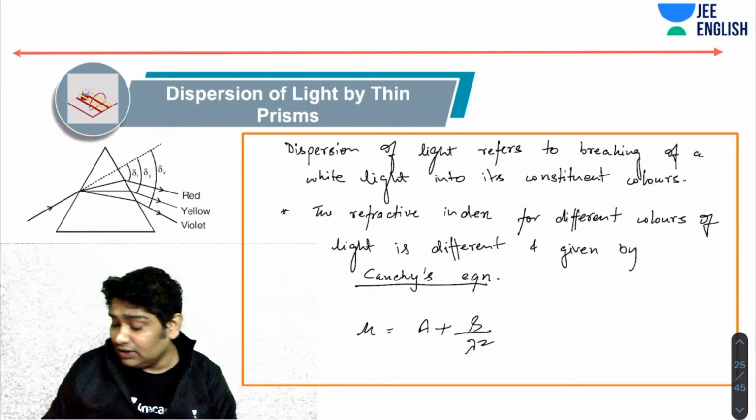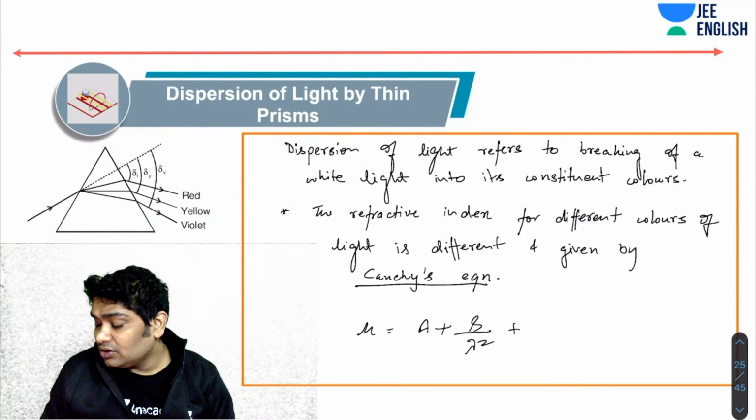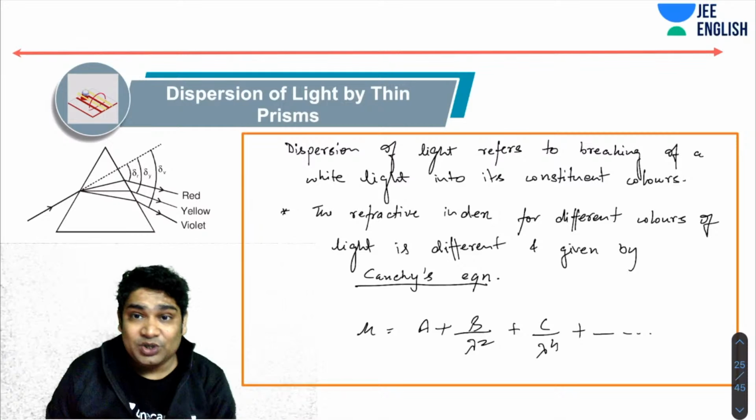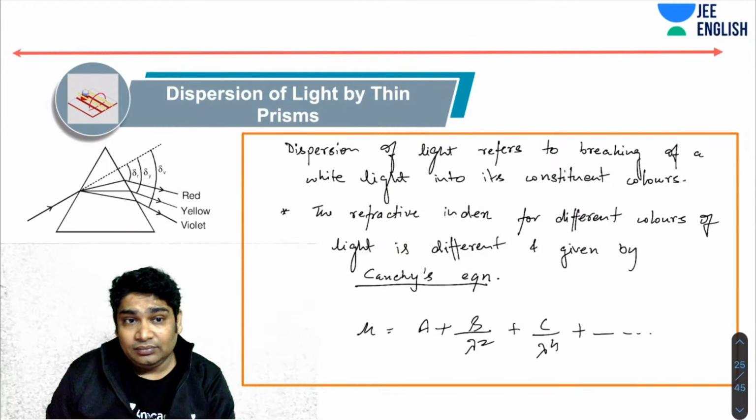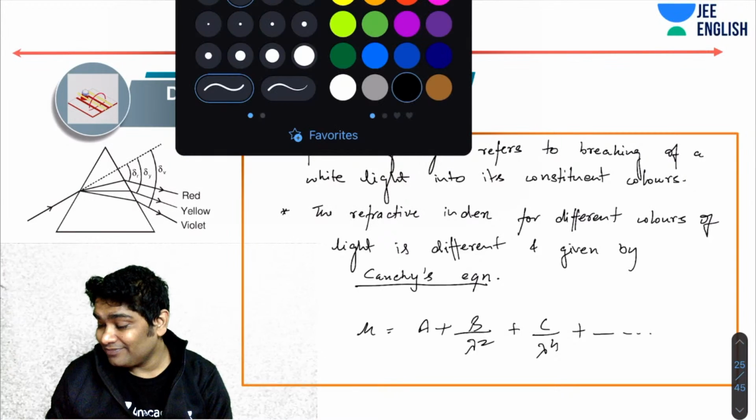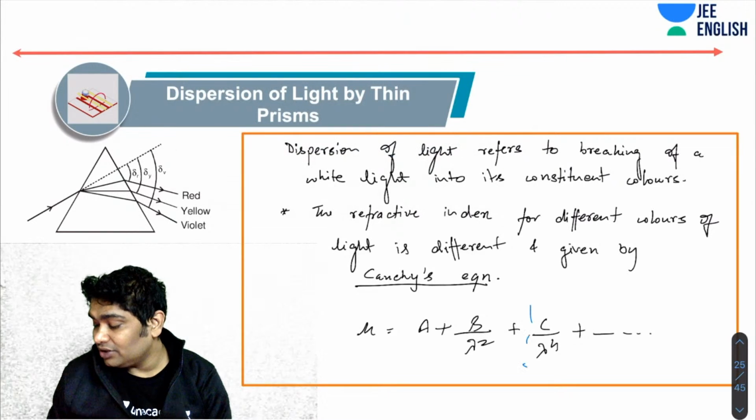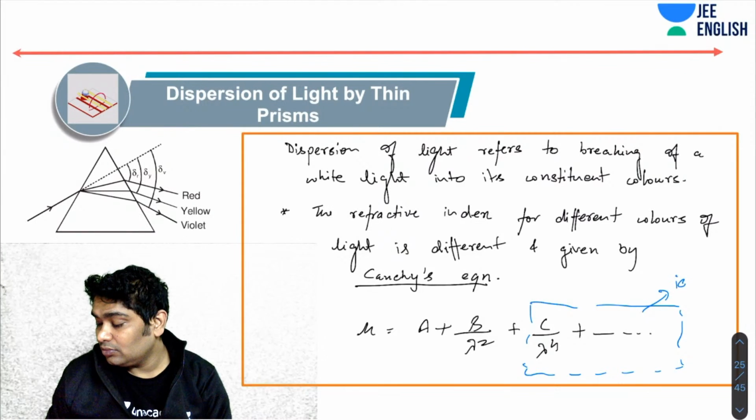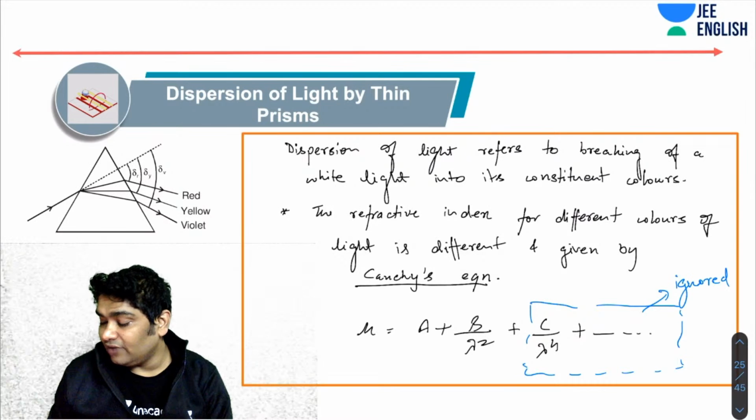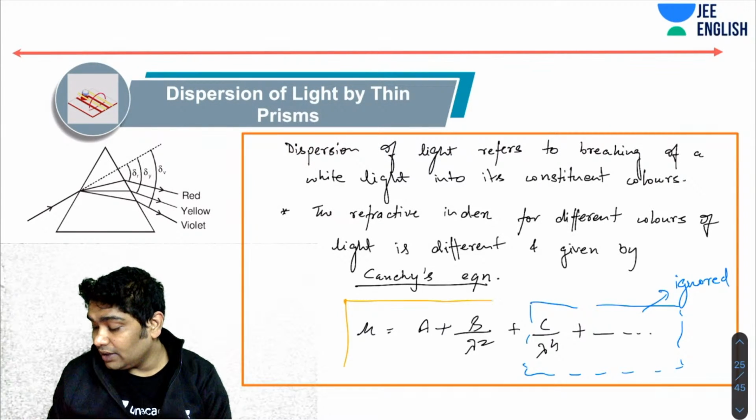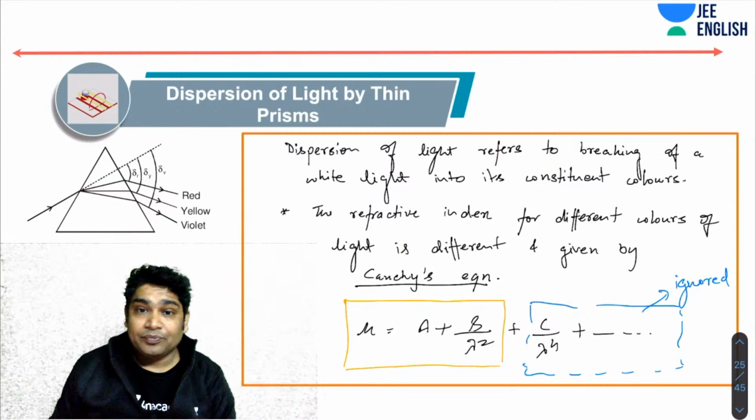There are other terms also in Cauchy's equation: C over lambda to the power 4, D over lambda to the power 6, and so on. But we usually ignore all these terms. The final form of Cauchy's equation is actually written like this only: A plus B over lambda square.